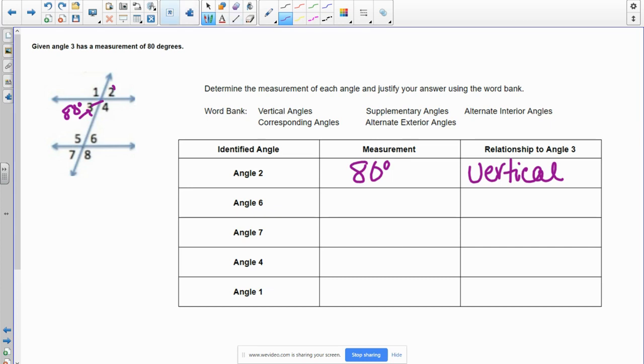Okay, now we're going to look at a new angle. So I'll erase this so it doesn't get so complicated. So we're still at angle 3. So angle 3 again was 80 degrees. Now we're going to identify 6. So I look at 3 and I look at 6. So I go through my vocab ideas. They're not vertical. They're not corresponding, not the same angle on the same side of the transversal. So they're alternate interior. So angle 3 and angle 6 are alternate interior.